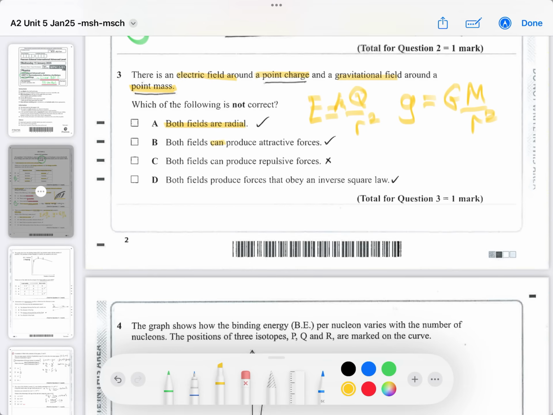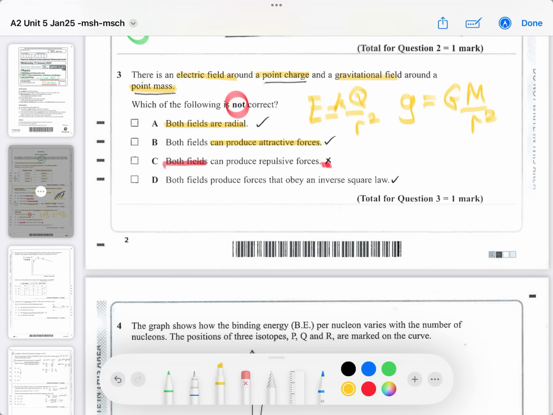Both fields can produce attractive forces, yes, but gravity can't, as far as we know, have repulsive forces. So both fields can produce repulsive forces? No, not both fields. Only charge produces repulsion. So that's what you're looking for, which is not correct. Make sure you're not answering it in reverse.